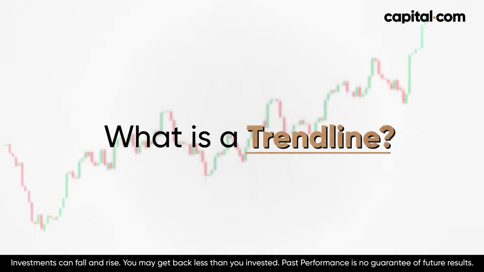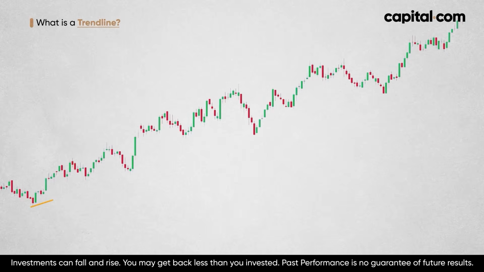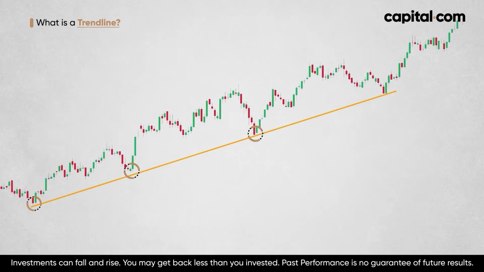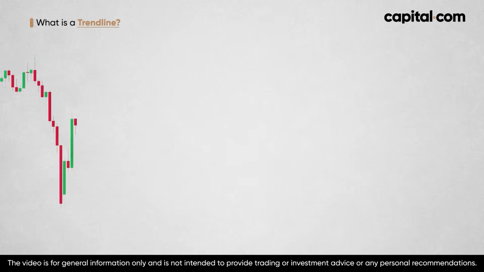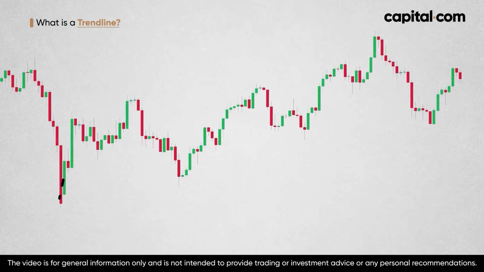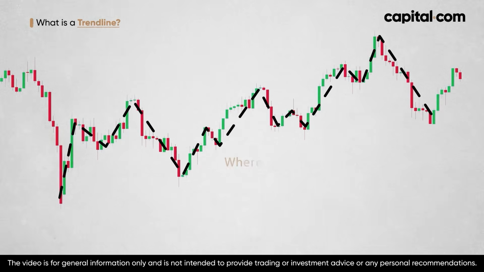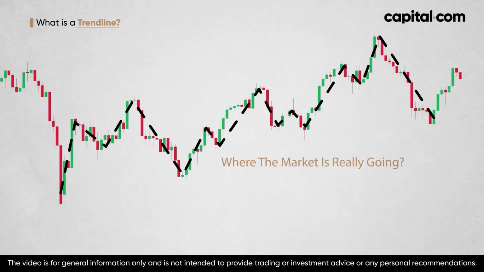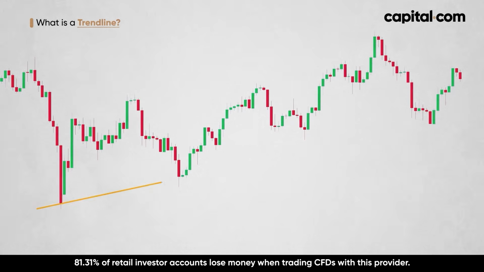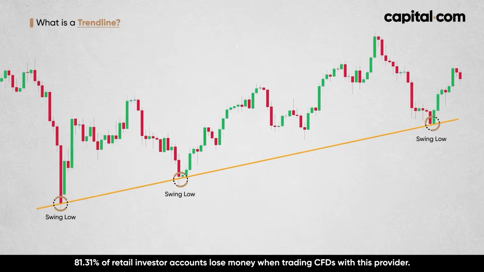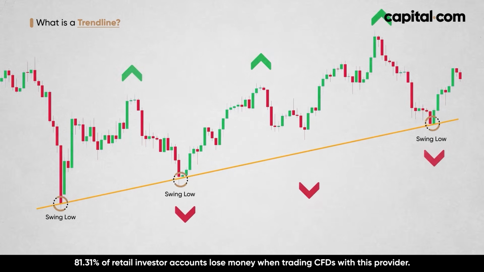What is a trend line? A trend line is a straight line drawn on a chart that connects two or more important price points called swing points. Markets don't move in a straight line. Price constantly moves up and down, and with so much movement, it can be hard to tell where the market is really going. To make this easier, we draw a trend line.